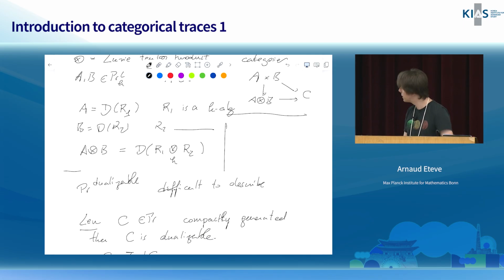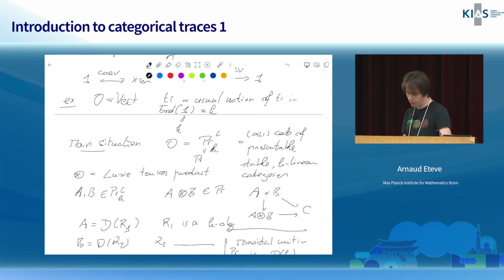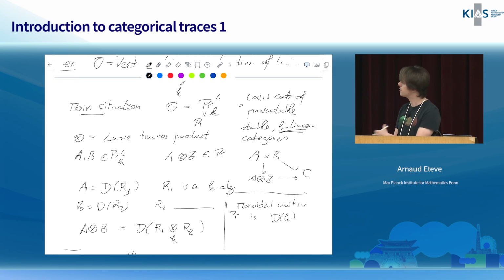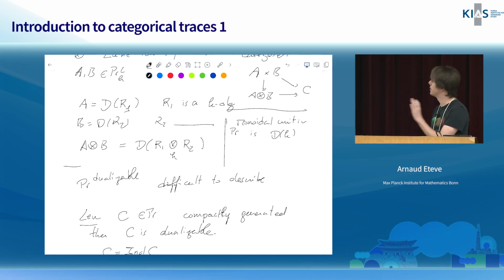Let me do it on the side here. The monoidal unit in Pr1 is D of K, or Vect K, the derived category of K vector spaces, and that's because I've only selected K-linear categories. If you want, you can take a more absolute thing where you do this over the sphere spectrum, or even just over anima if you want to remove stability. But I really want to stay in the easier setup where things are K-linear.